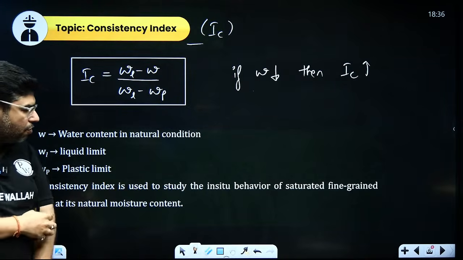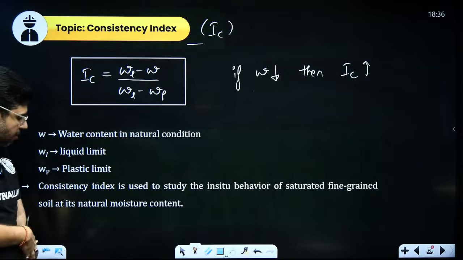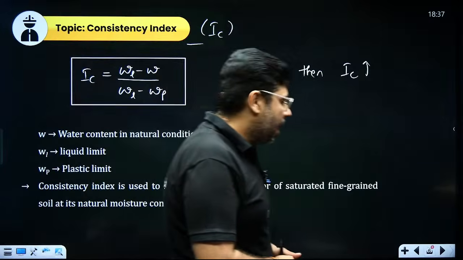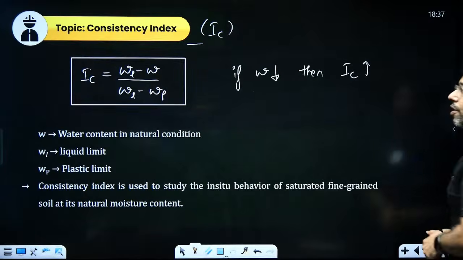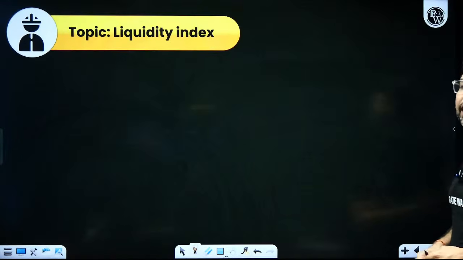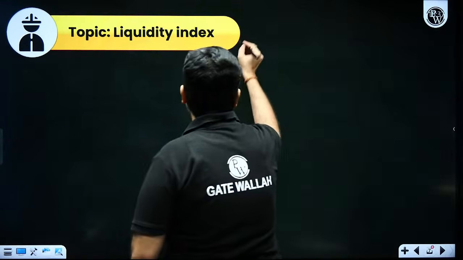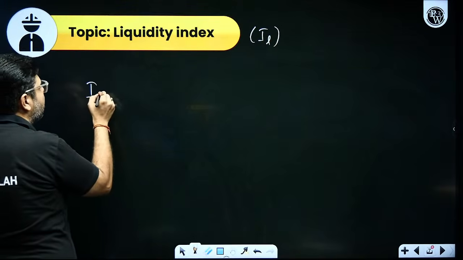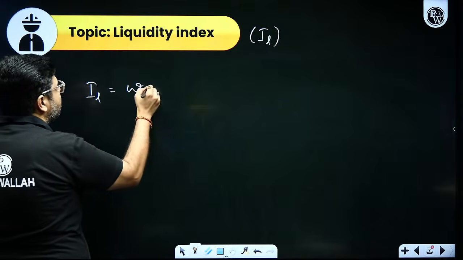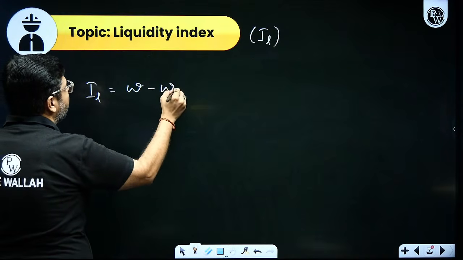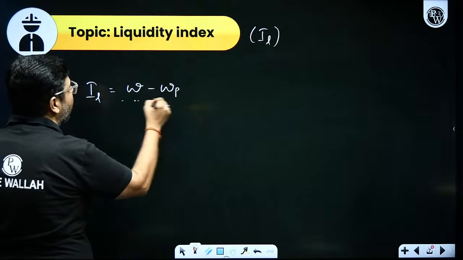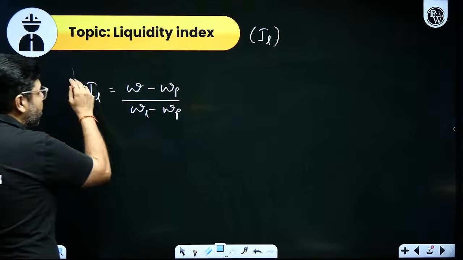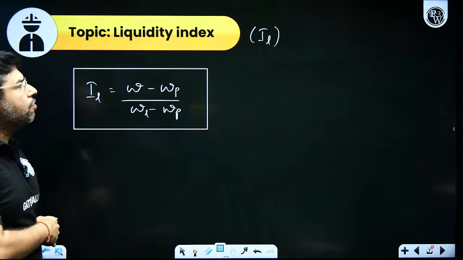So, consistency is used to study the in situ behavior of saturated fine grained soil at its natural moisture content. Now, we have one more index that is similar to the consistency index, and that is known as the liquidity index. How is the liquidity index calculated? IL is equal to W minus WP upon WL minus WP. This is my IL, and it is the reverse of IC.